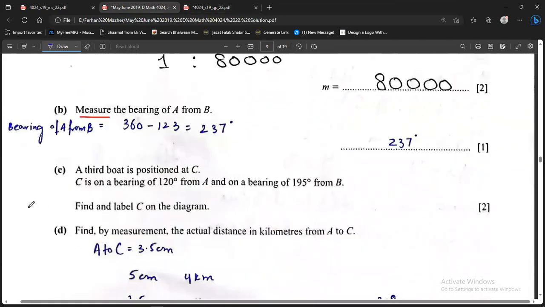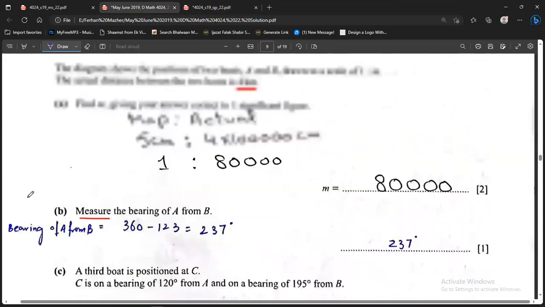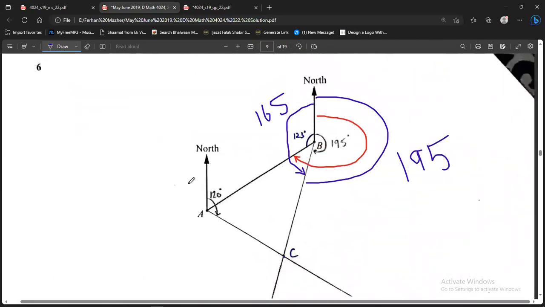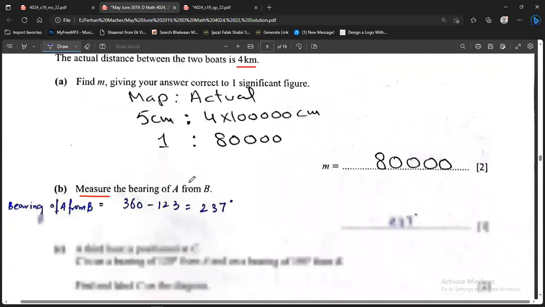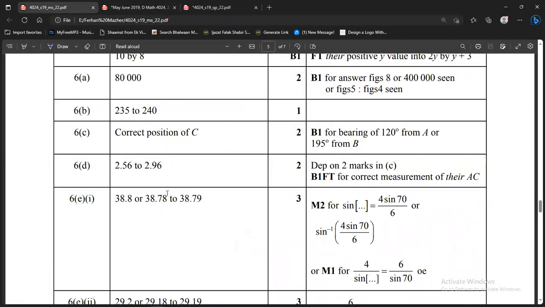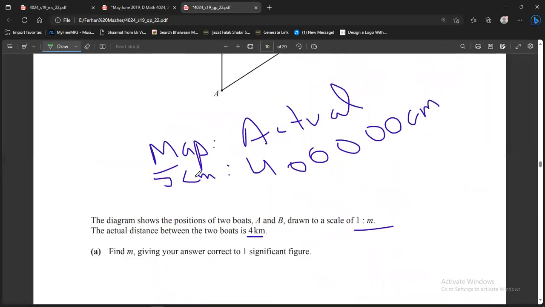So we have done that, and you can see here, I can show you from the diagram. I have measured this angle. This is 123. So from 360, I will subtract 123, and that will be 237. So the bearing of the A from the B is 237, and that is the right answer, sir. This is the solution. Okay, so we are going to the next part.